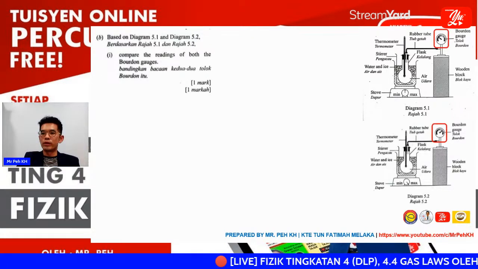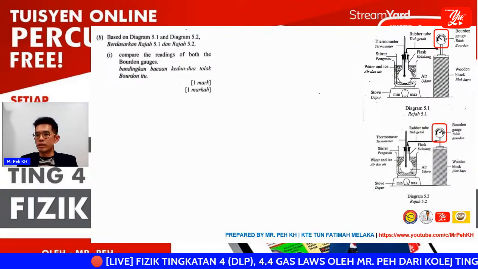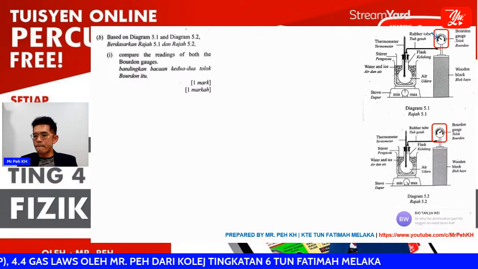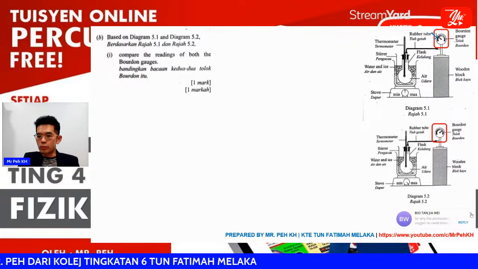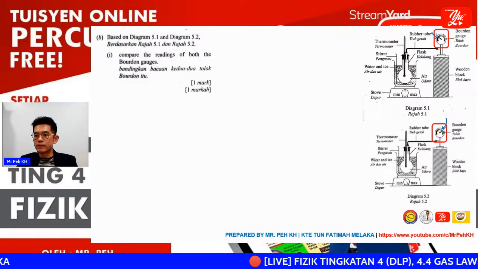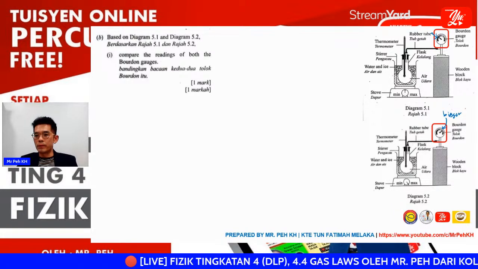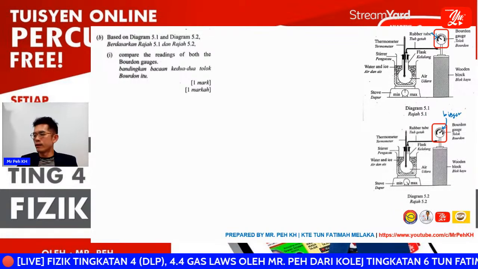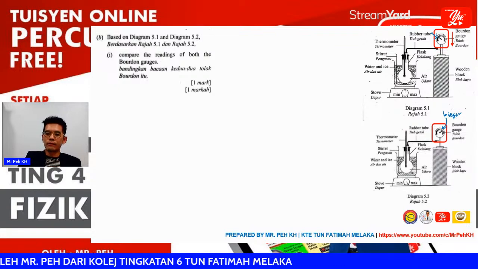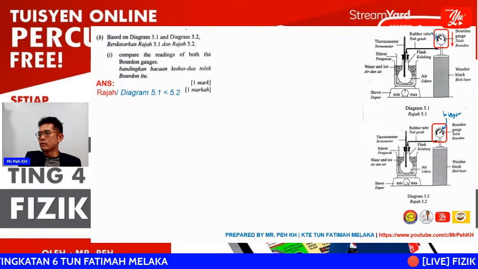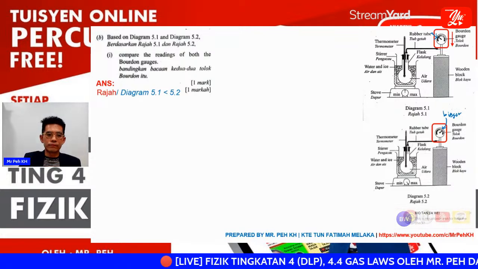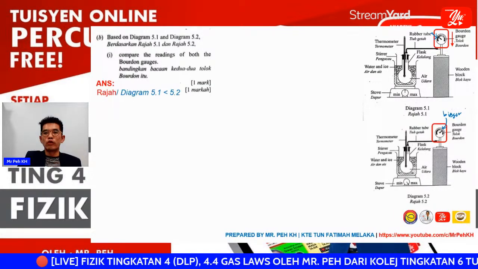Then the next is to compare the reading of both Bourdon gauges. The first Bourdon gauge, just like I mentioned to you, the reading here is actually smaller. Then this one will be a bigger value. So that means 5.1 is smaller than 5.2. You can use a symbol. You can see here 5.1 is smaller, the reading. So you can use the symbol: 5.1 is smaller than 5.2. Using a symbol to give your answer is very easy.